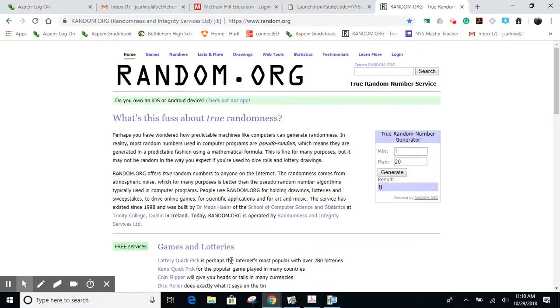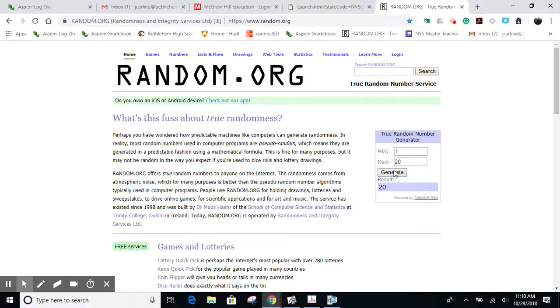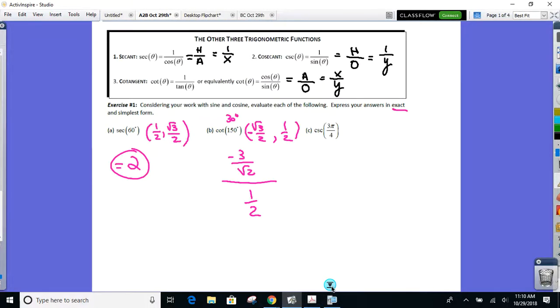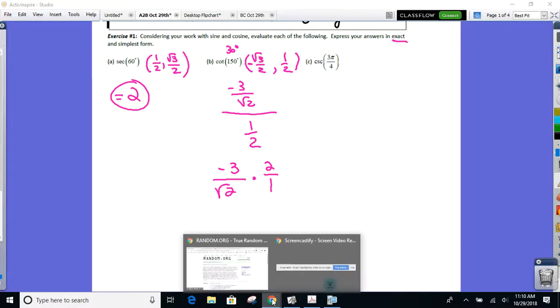And you know we're not leaving it like that. You guys that were here on Friday, what do I do to clean that up? We were all sad. What do I do to clean that up? Darn right. Negative radical 3 over 2 times 2 over 1. All right, go ahead and multiply it for me.